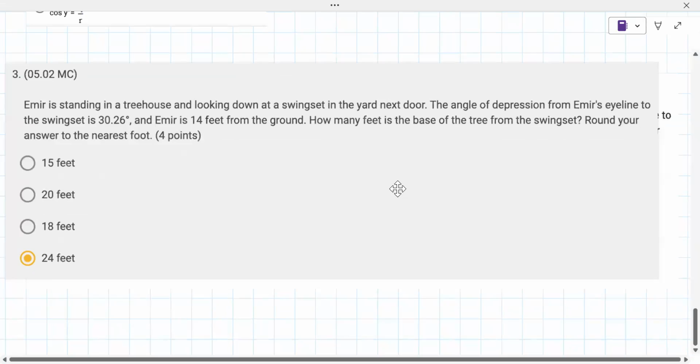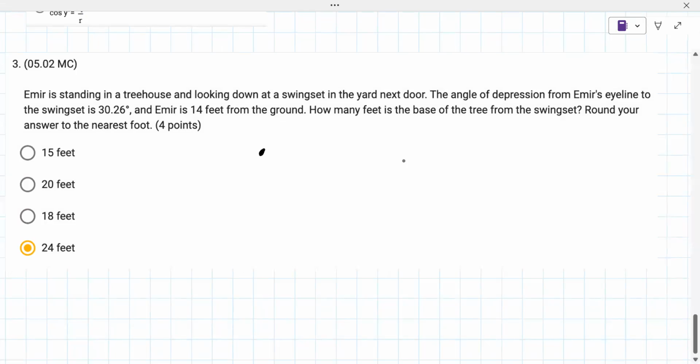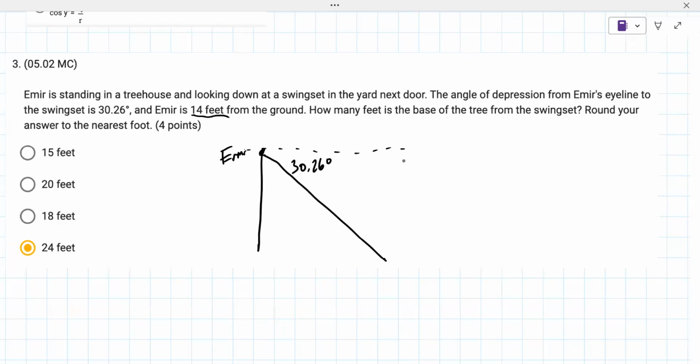This is one of those where it looks like we're going to have to draw a picture. There's a mirror standing on a treehouse looking down at a swing set in the yard next door. The angle of depression. So here's a mirror, and he's staring down, and the angle of depression is this one with the horizontal. It's 30.26 degrees. He is 14 feet from the ground, so that's here. And how many feet is the base of the tree from the swing set? So it looks like we're trying to find X there.